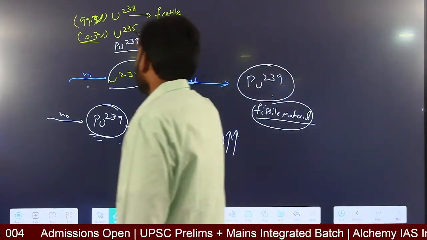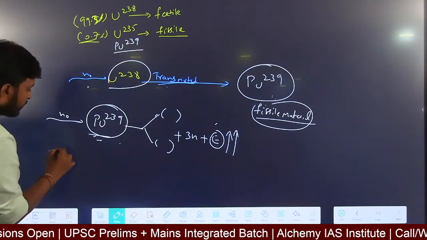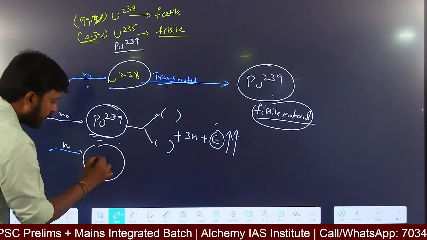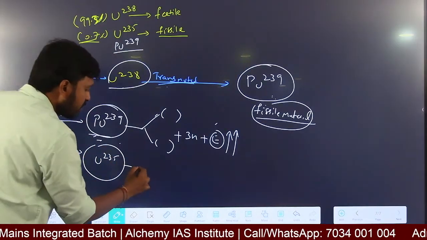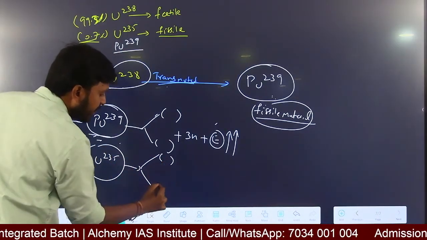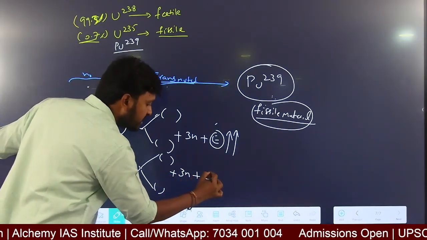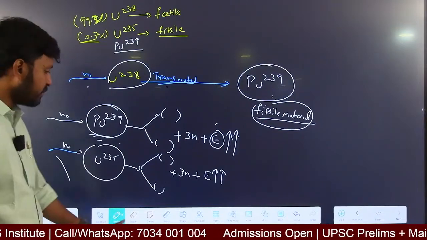Is it clear? The same way, if I take uranium 235 and bombard it with any fast moving neutron, because uranium 235 is a fissile material, it will split into different elements, and in that process 3 neutrons and energy will be released. Is it clear? So this is the normal mechanism that is happening.